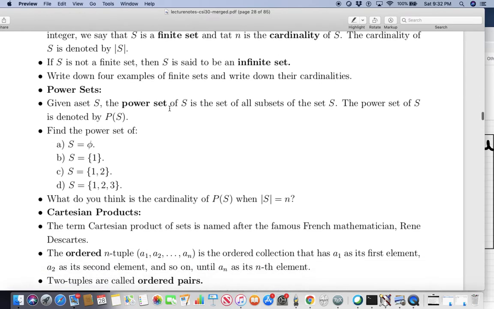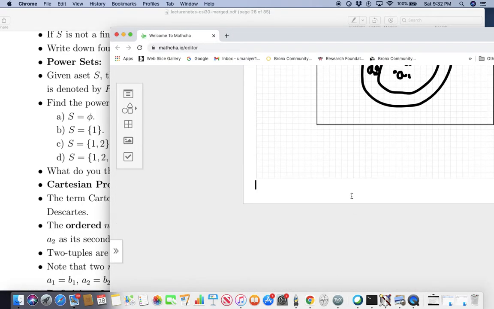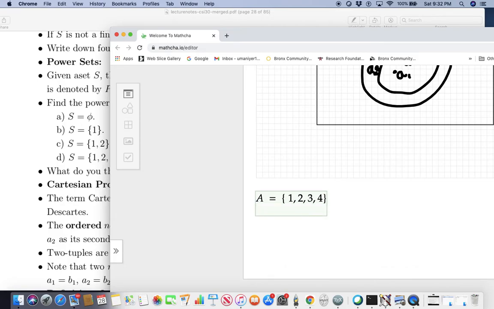Write down 4 examples of finite sets and write down their cardinality. So they want four examples of finite sets. So let's see. Let me say set A consists of 1, 2, 3, 4. This is one set. Let set B consist of -1, -2, -3, -4, -5. So the cardinality of A is 4. Cardinality of B is 5. B has 5 elements, you see.